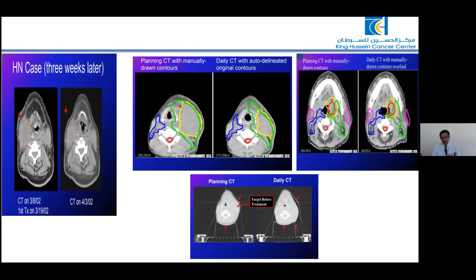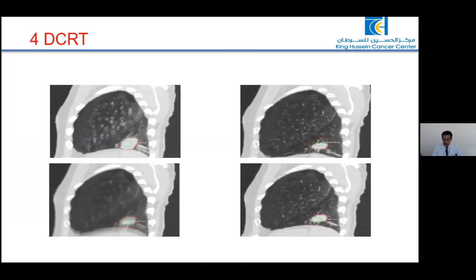And you can see here the difference between the treatment on the first day and then the treatment with the response, that the anatomy will change and all the contouring will change, and you have to do a replan.